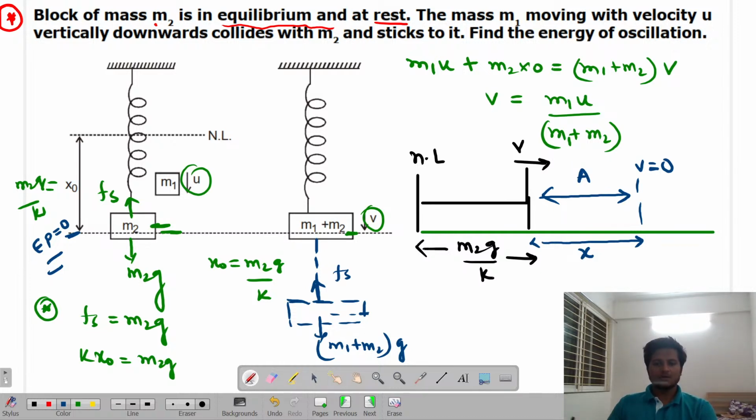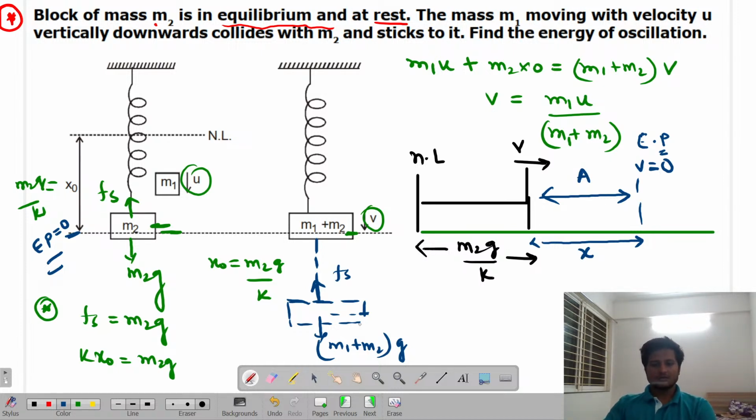Is that clear or not? So the new equilibrium point is this point. One minute. Can we say, yeah, we can say like that. This is my new equilibrium point. Is that clear? But it has a velocity equal to how much? 0.